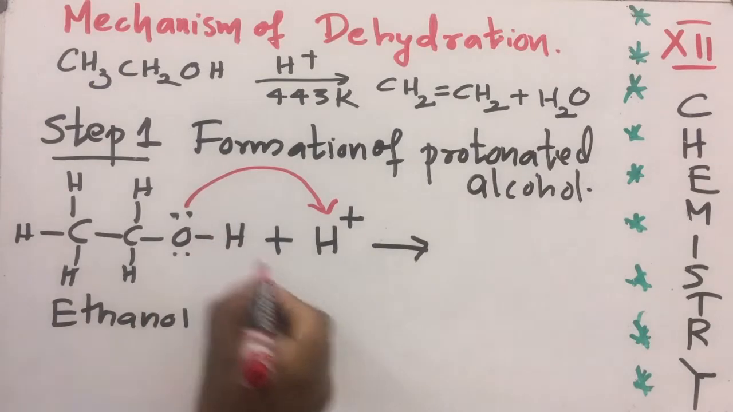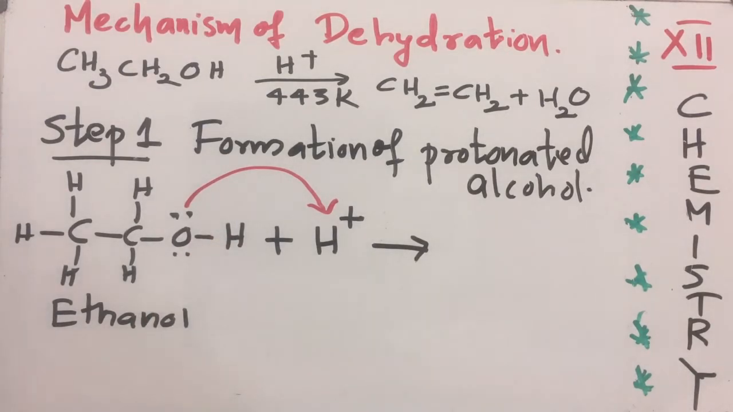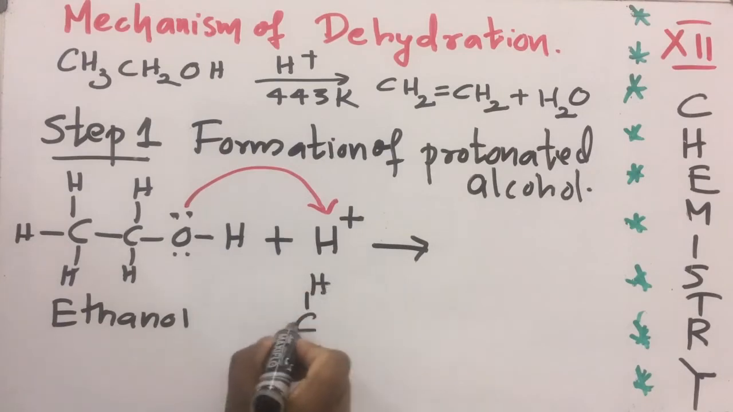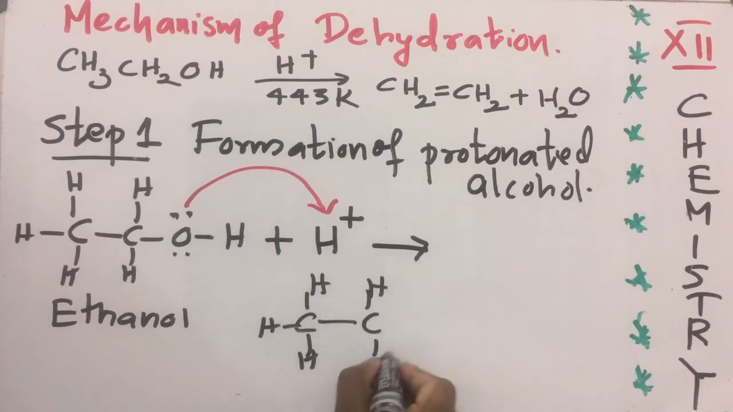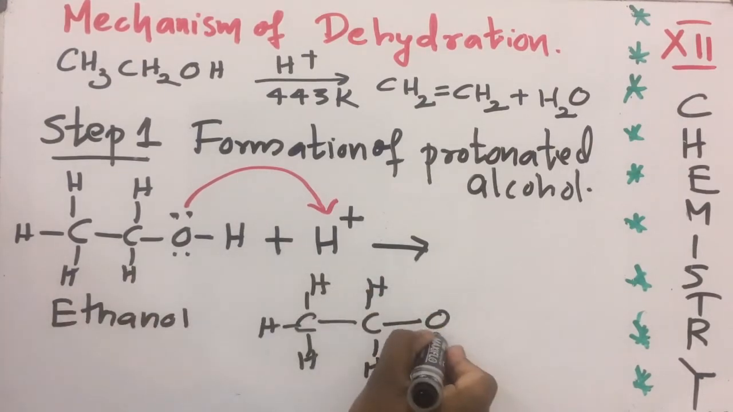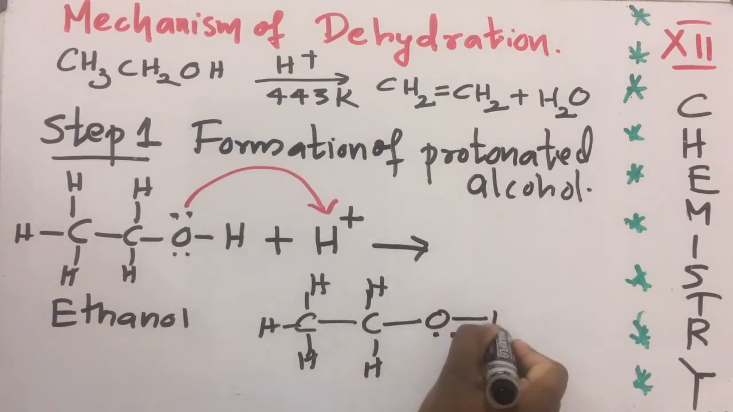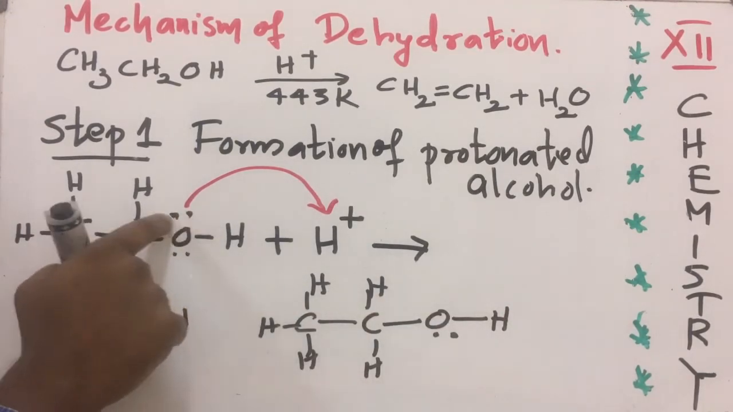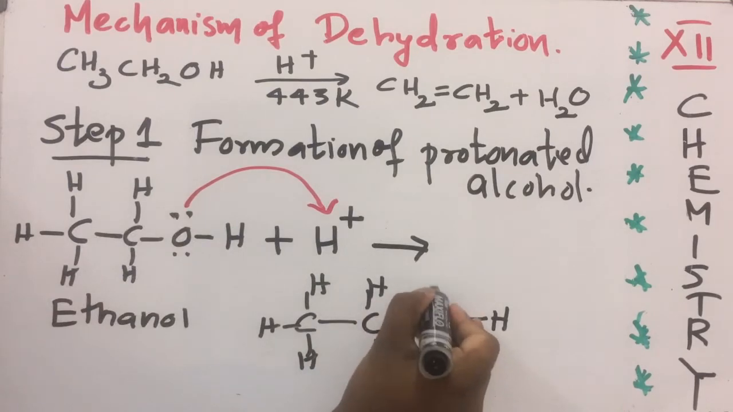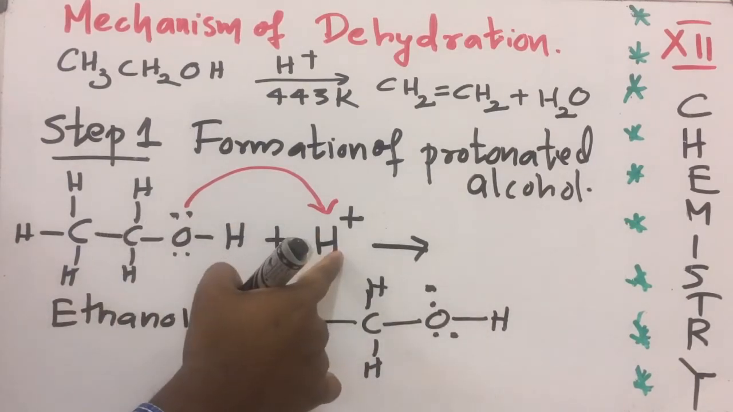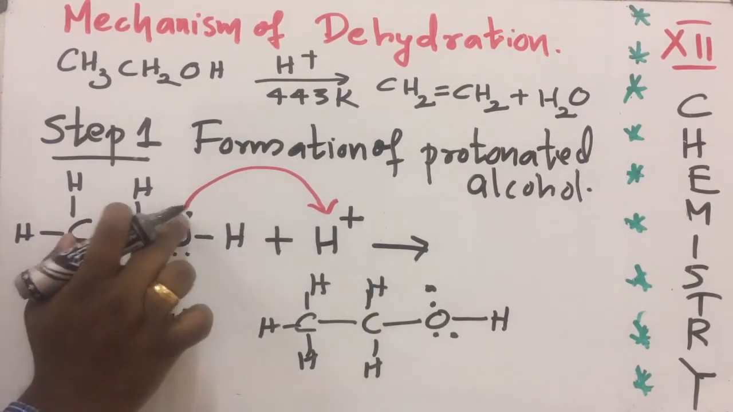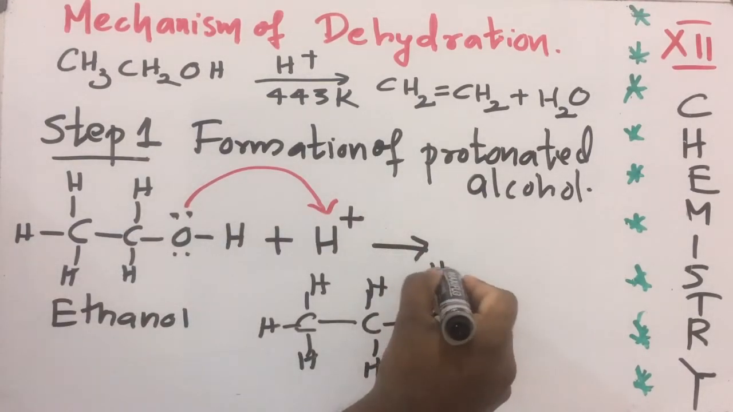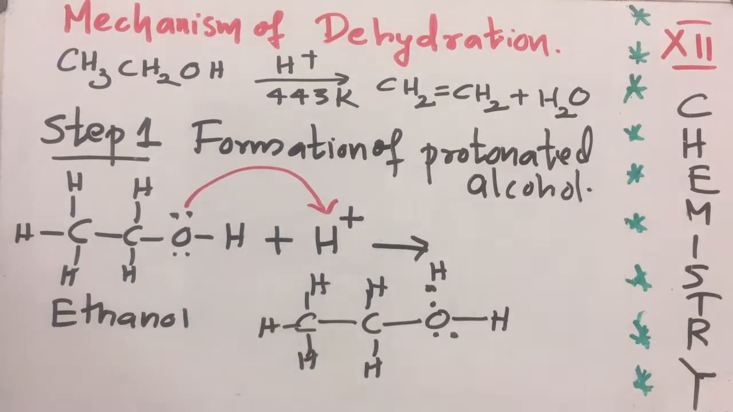Let's see here. CH3, CH2, then O, with the lone pair remaining unchanged, and H. By using this pair of electrons, it makes a bond with H plus. What is H plus? Hydrogen without electron. So by using these two electrons, hydrogen makes a bond with the oxygen atom of ethanol.